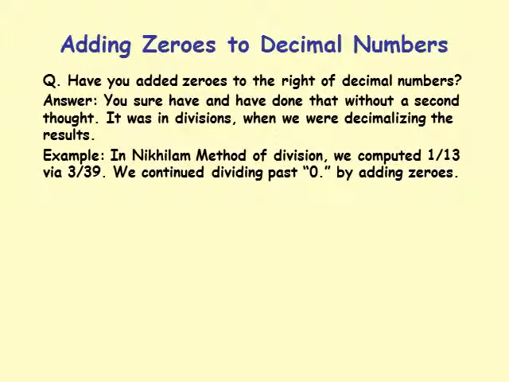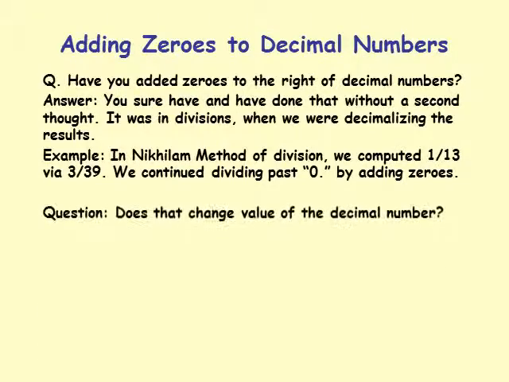Okay, let's continue here. Example: in the nickel method division, we computed 1 over 13 via 3 divided by 39. We continued dividing past 0 by adding zeros, because 1 divided by 13 was 0 and the remainder was 1. Okay, let's continue here. Question: does that change the value of the decimal number?